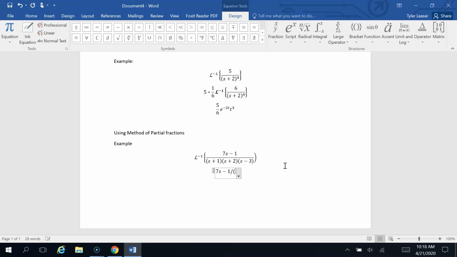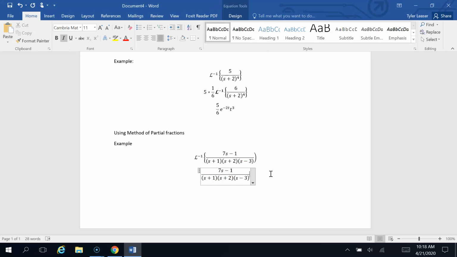Remember to do that, you want to rewrite it down here. I'm just going to write down the inside part, the 7s minus 1 over the (s plus 1)(s plus 2)(s minus 3). Okay, the 7s should be up here, 7s minus 1. Okay, and now remember the partial fraction decomposition with this. We have all linear terms in the denominator. They're all to the power 1. So we're going to have an A over the s plus 1, plus we're going to have a B over the s plus 2.